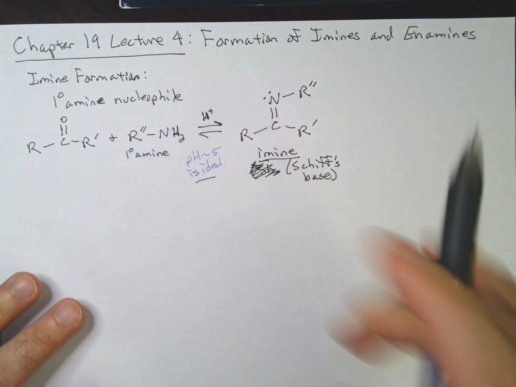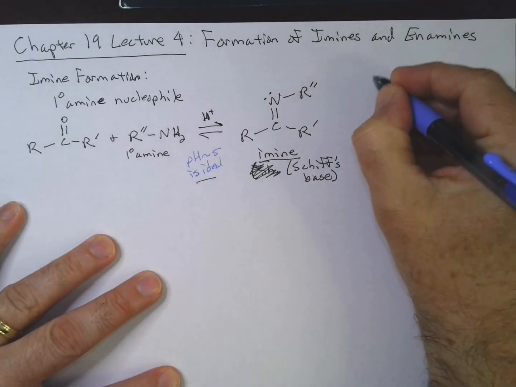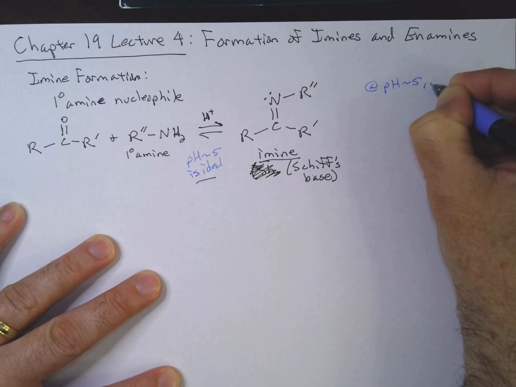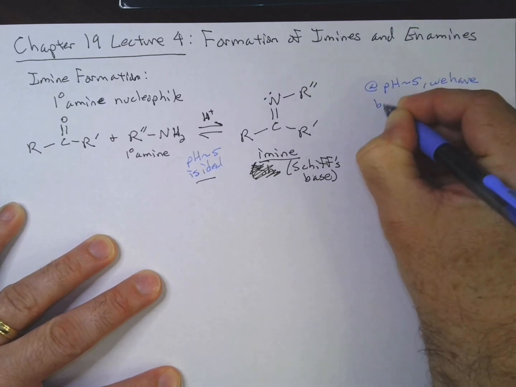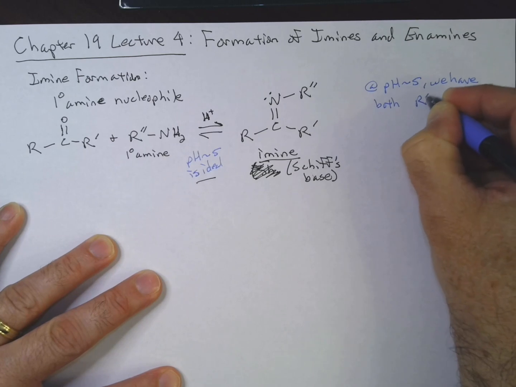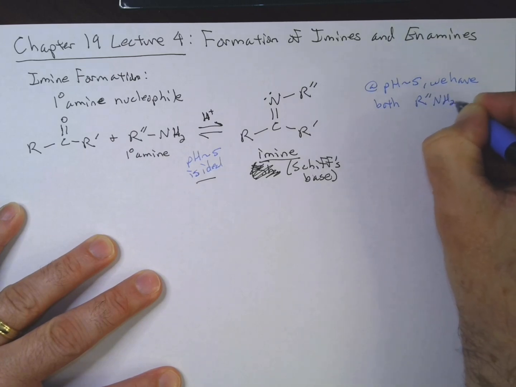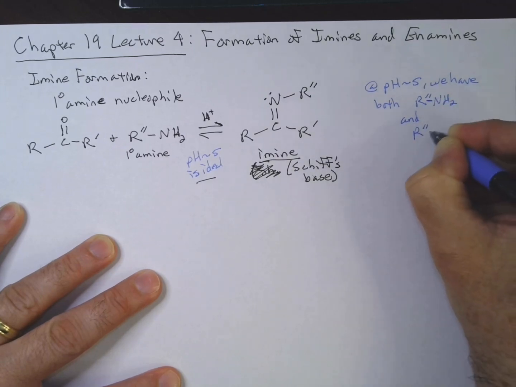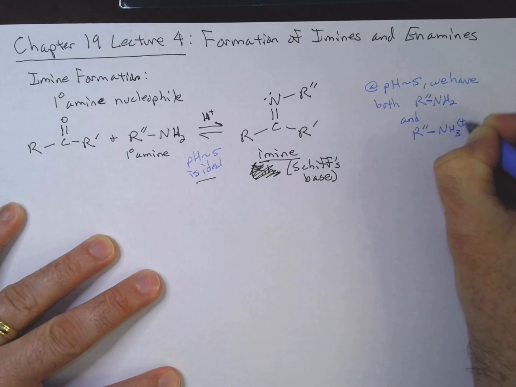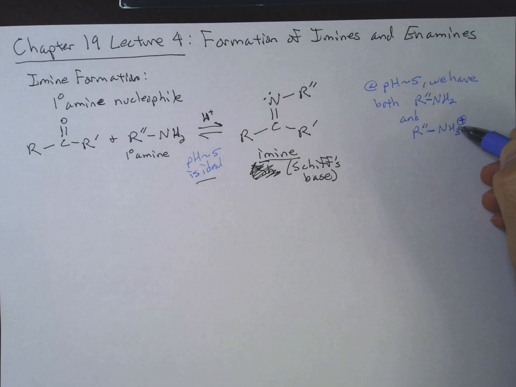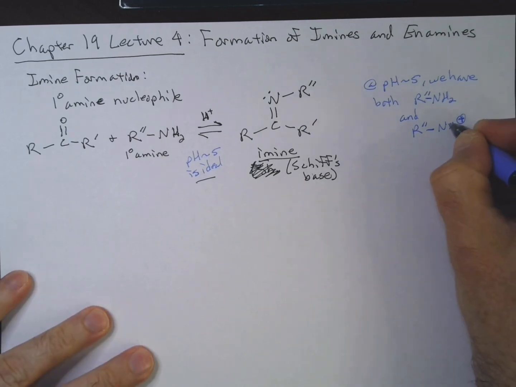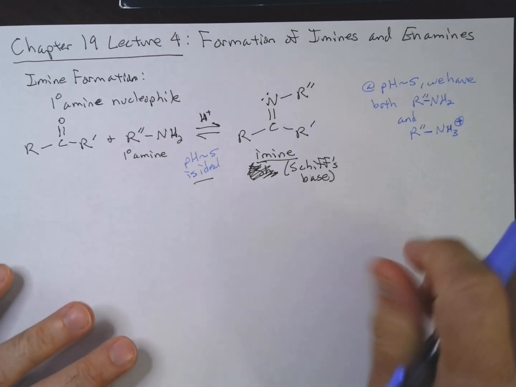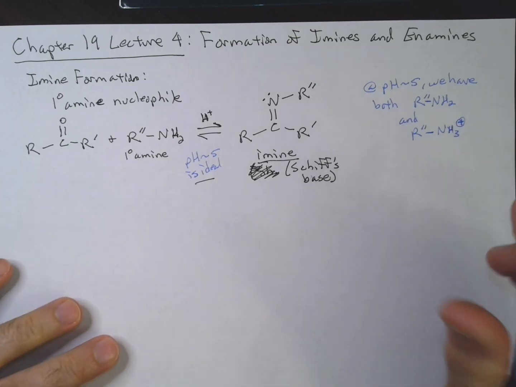So this is one of those kind of weird cases. So let's just say this. We'll say at pH approximately 5, we have both R double prime NH2 and R double prime NH3 plus. So we have some unprotonated amine and some protonated, and this guy now can serve to be the proton donator, or help with the proton transfer.